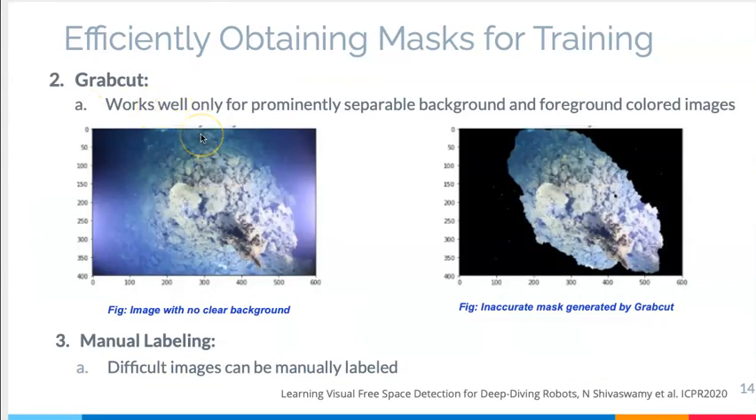Then we have GrabCut, which is applicable only for prominently separable background and foreground colors. In this example, we do not have such a case, hence we have inaccurate masks generated by GrabCut. In such difficult images, we use manual labeling.